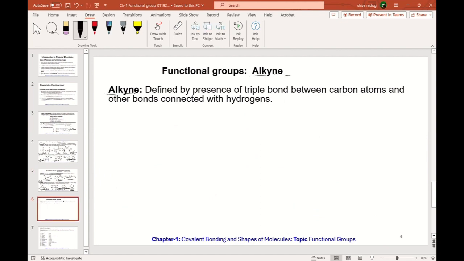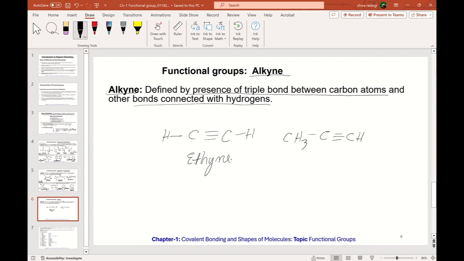So alkyne means the presence of the triple bond between the 2 carbon atoms, and the remaining bonds are connected by hydrogen atoms. So for an example, C triple bond C, and hydrogen on this side and on this side. So this is called ethyne, or this is also called acetylene. And another example would be CH3, C triple bond C, H. This is propyne.